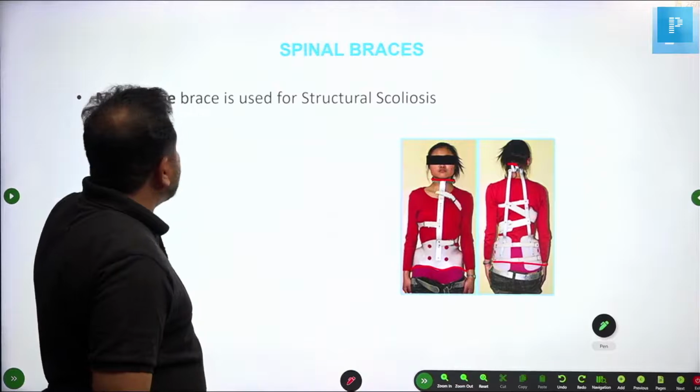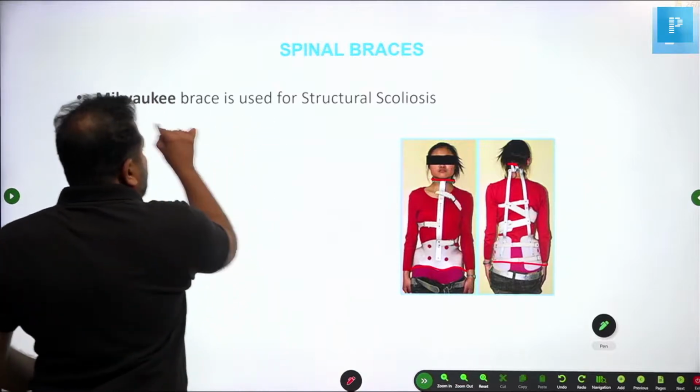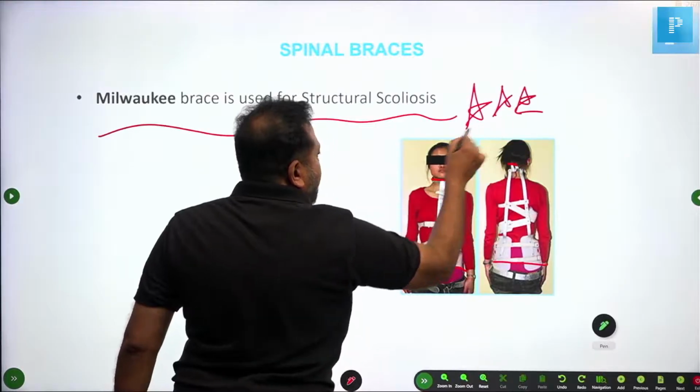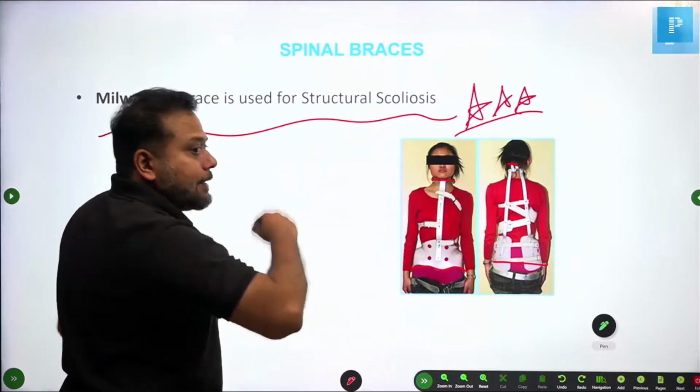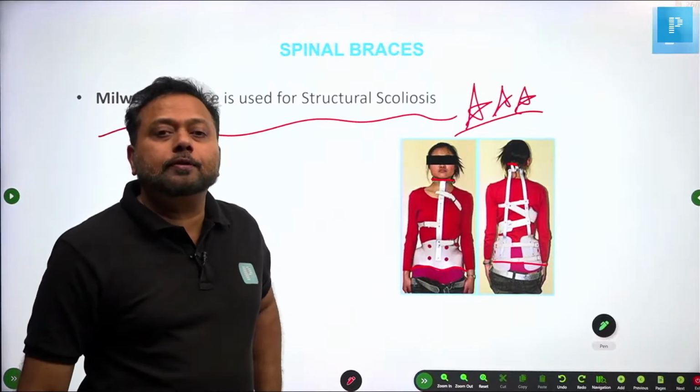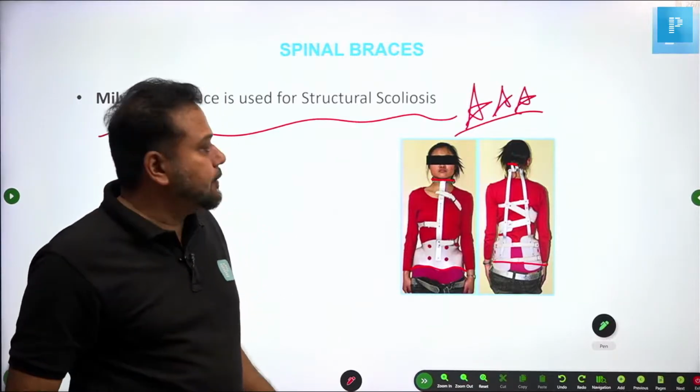Okay, you see, the Milwaukee brace is used for structural scoliosis. Very favorite Ini-Cet area. Somebody is having a lateral bending of the spine. The best brace to correct structural scoliosis is called the Milwaukee brace.